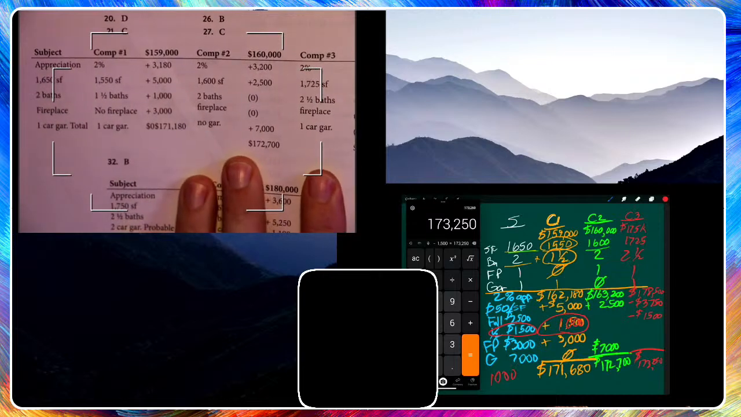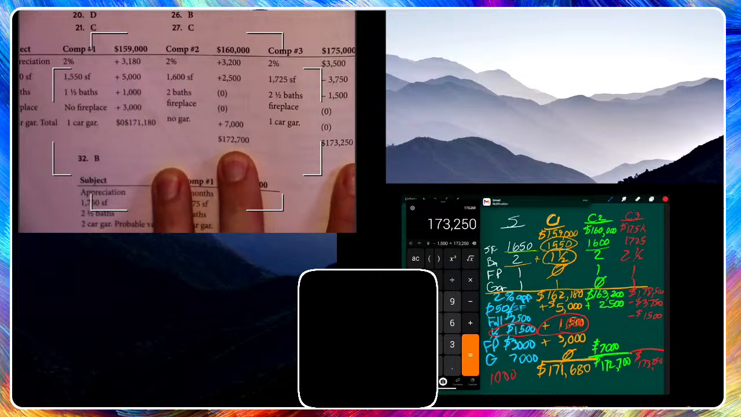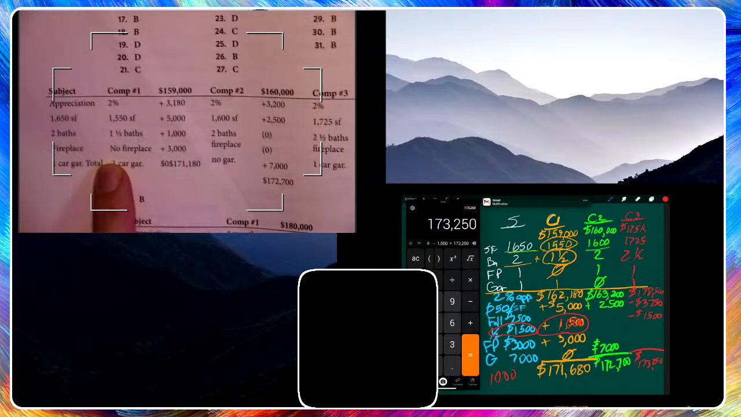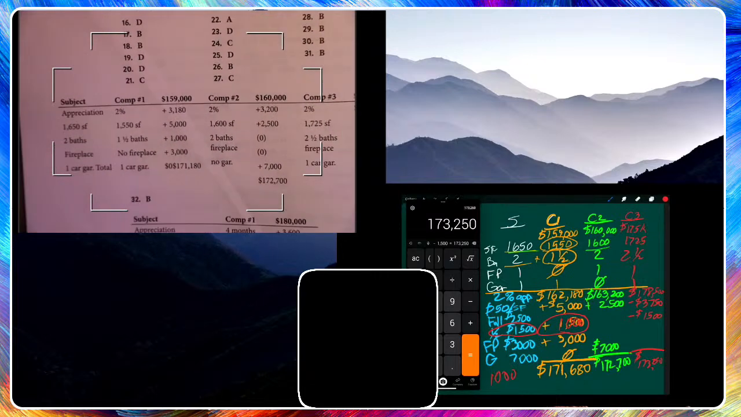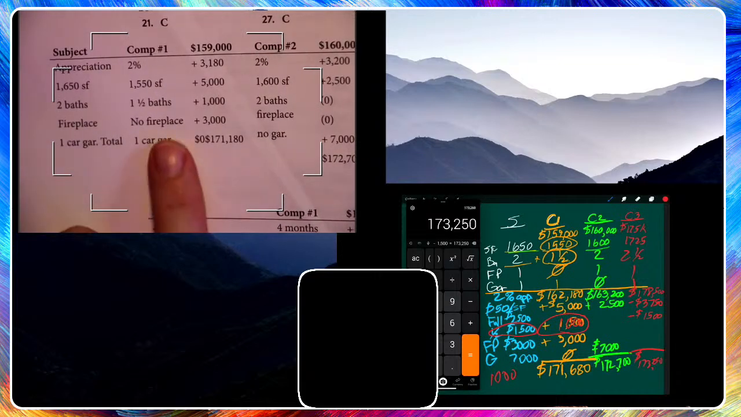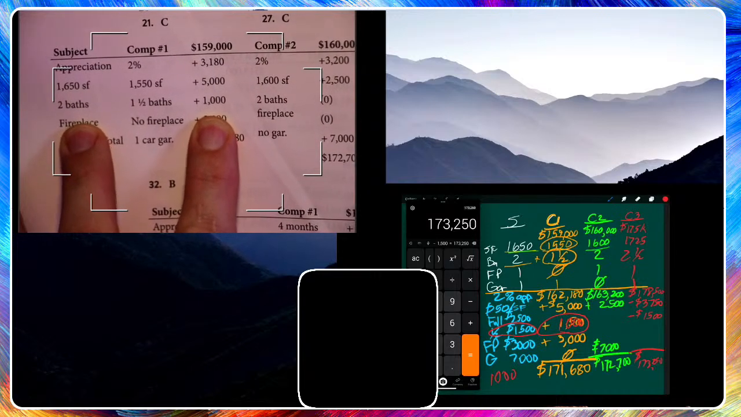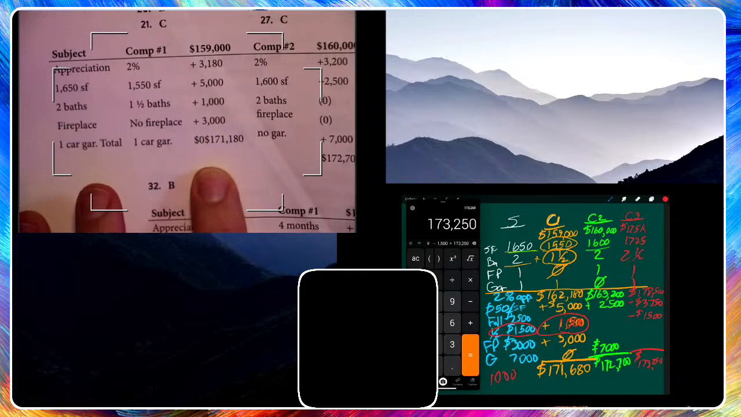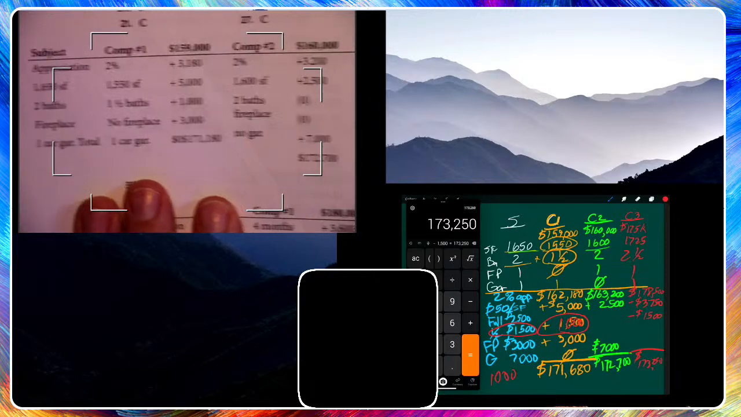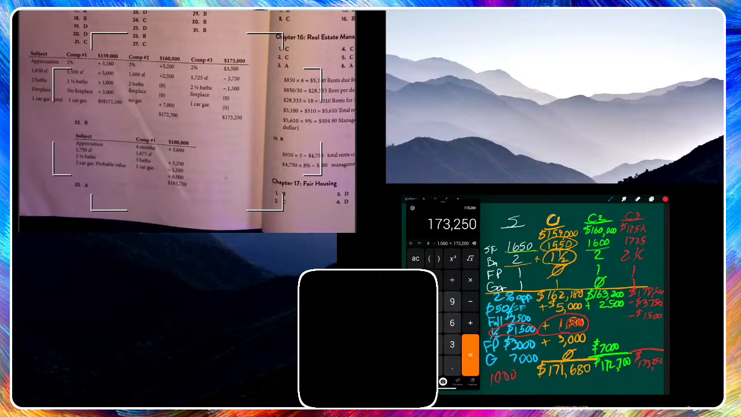There it is. Comps 2 and 3 are the same, 172.7 and 173,250, but it's comp 1 that is the different one from what I got just now. And there it is. The only difference is that bath adjustment. I said 1,500. They say 1,000, which throws that number off. I'll get some clarity on it and let you know. But again, I don't think it's going to be quite that ambiguous on the final.